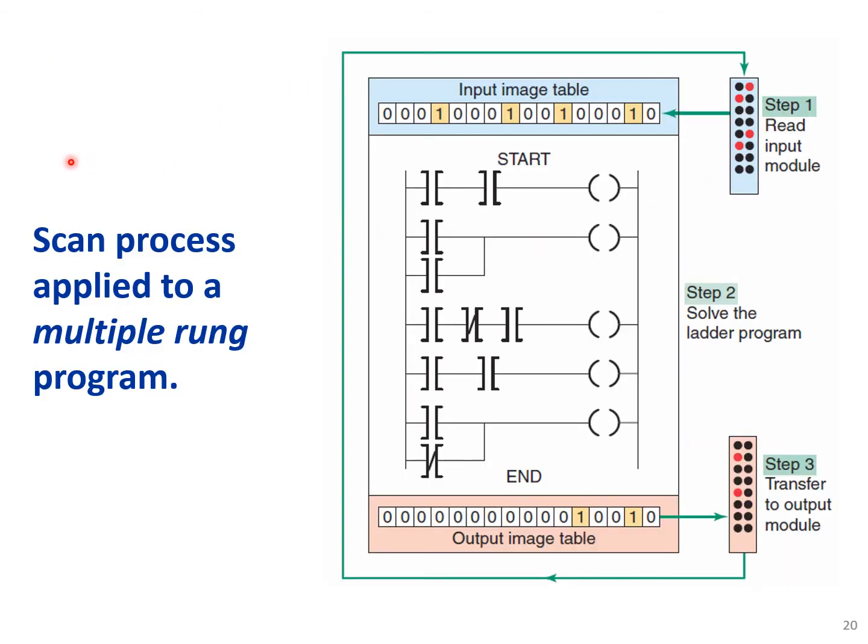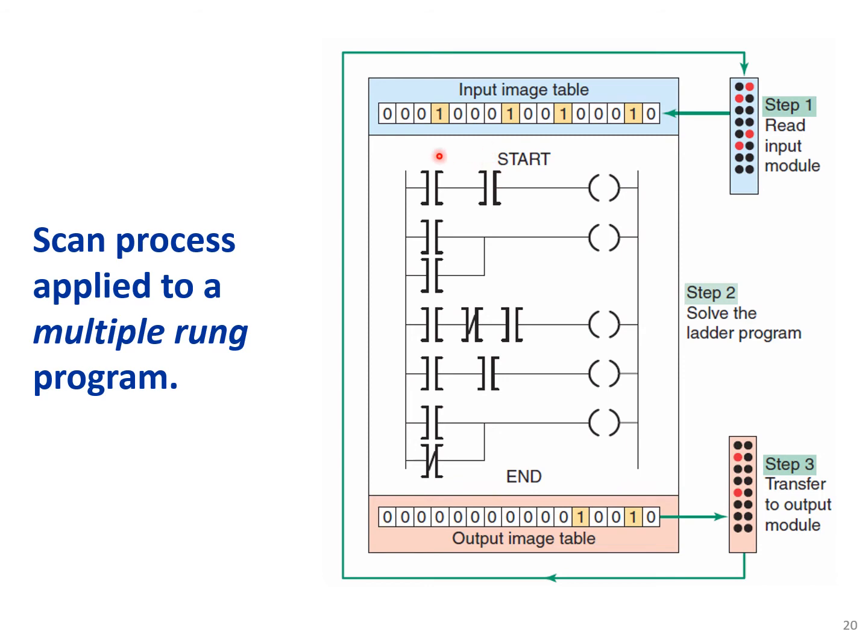Scan process applied to a multiple rung program. So here we have a multiple rung program. You could see the same loop. We have inputs from the input module and the input image table will be updated based on the real status of the inputs. Then that will be executed on the program. All the contacts will be updated, and it goes from rung to rung and will update each of these coils or outputs.